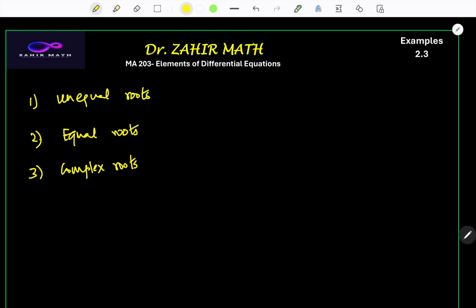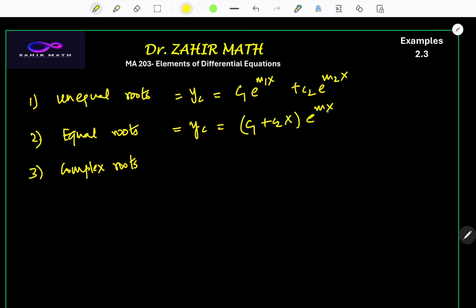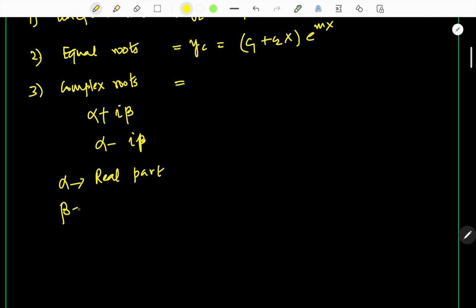If you get unequal roots, your complementary solution yc is equal to c1 e^(m1 x) plus c2 e^(m2 x). If you get equal roots, the complementary solution is (c1 plus c2 x) e^(mx). If you get complex roots, of the form alpha plus i beta and alpha minus i beta, alpha is your real part, and for the imaginary part you take the positive one.